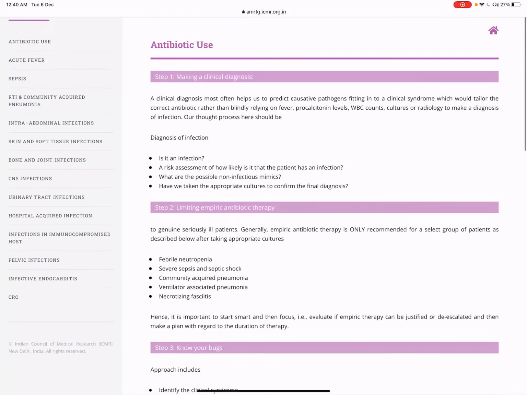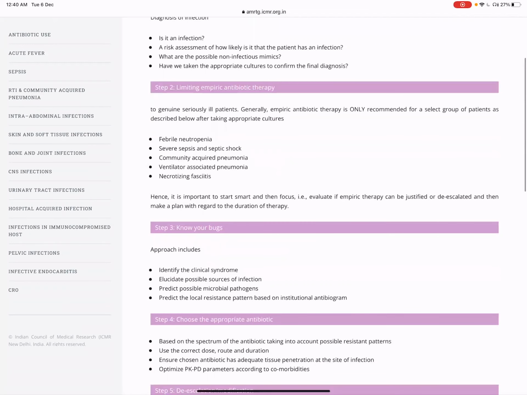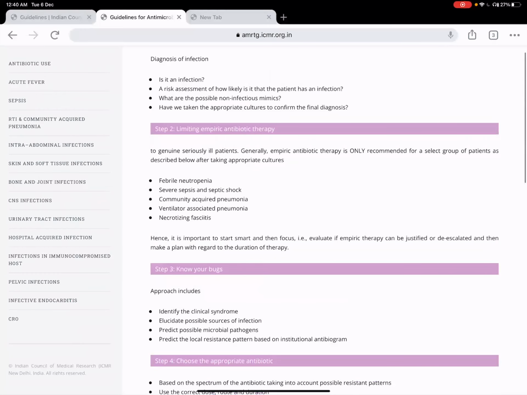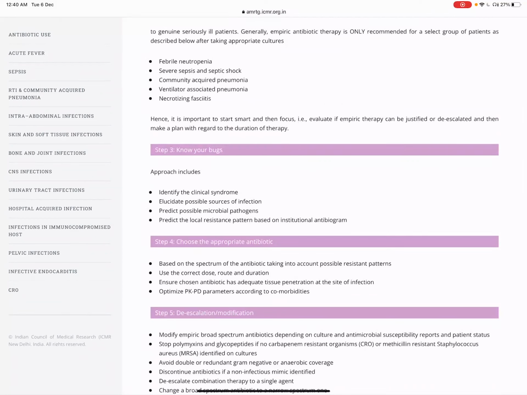If it is an infection, try to limit to empirical antibiotic therapy. Remember, I was telling you 4 or 5 indications where you must give empirical antibiotics. These are the conditions: febrile neutropenia, sepsis and septic shock, community-acquired pneumonia, ventilator-associated pneumonia, necrotising fasciitis. I would preferably add meningitis also. UTI can wait, diarrhea can wait without antibiotics. But in these conditions, we must start empirical antibiotics. So confirm infection, and then try starting antibiotics.